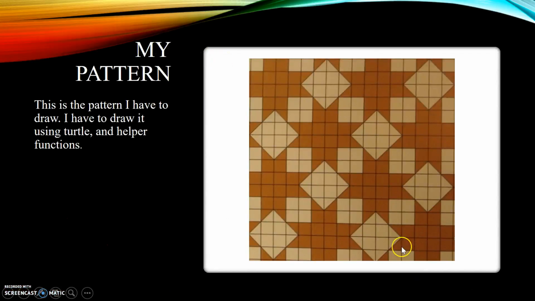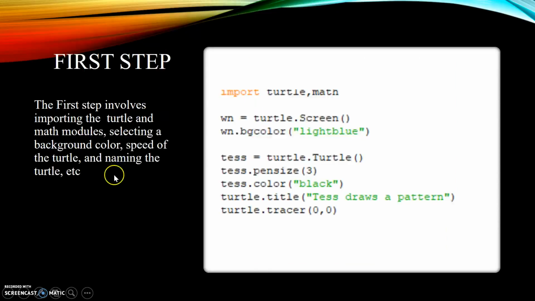So my pattern is this one. I have to draw this pattern to look exactly as it is now. So I have to draw it using turtle, the turtle module and helper functions, lots of them.